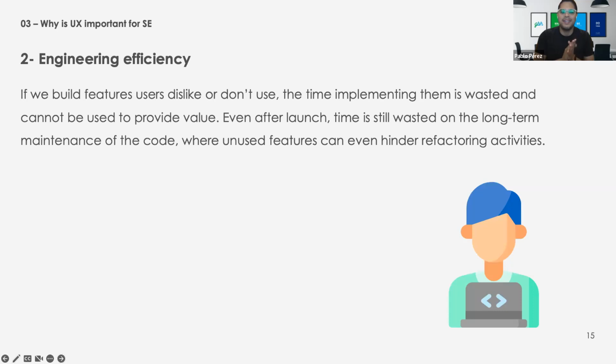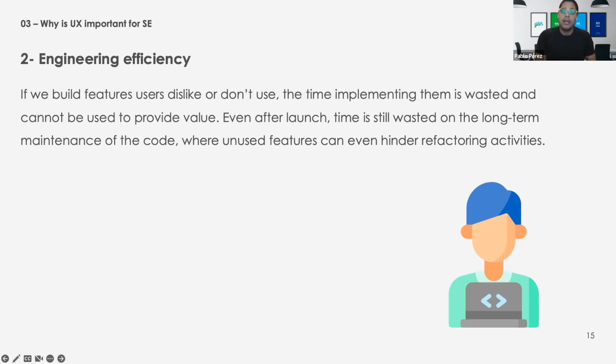The second perspective is about engineering efficiency. If we build features that users dislike or don't use, the time implementing them is wasted, and we cannot use that time or resource to provide any more value. So if we have finite time and finite resources, and we use a portion of that to create something that is not going to provide value, somebody else is going to use that to provide value, and we're going to lose that race.